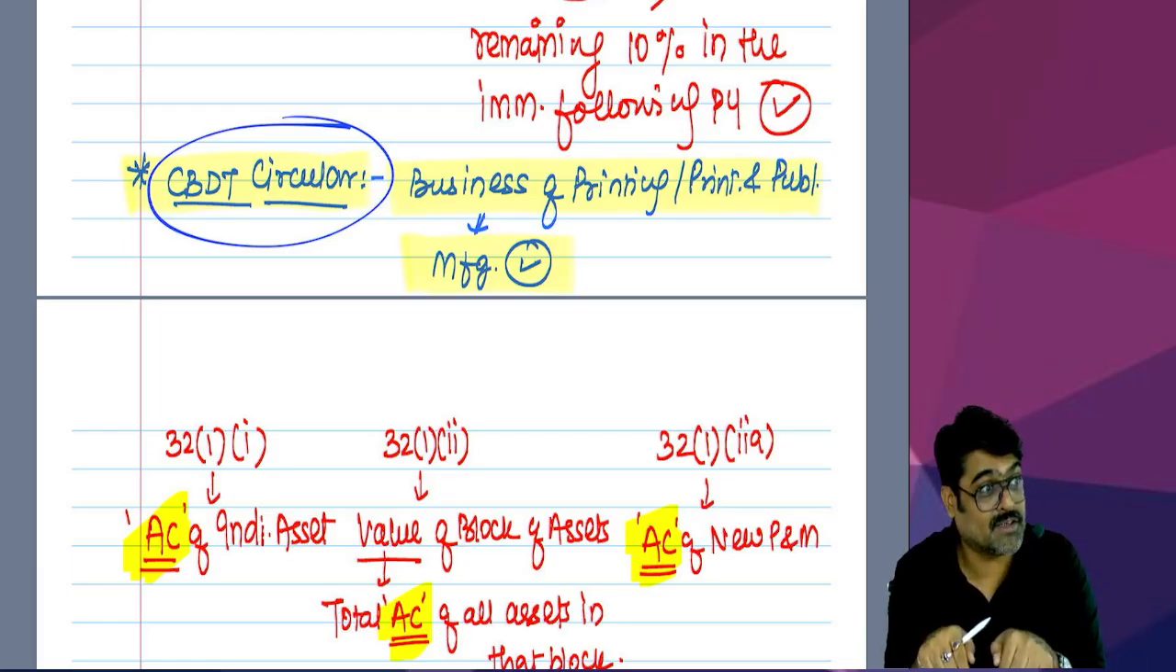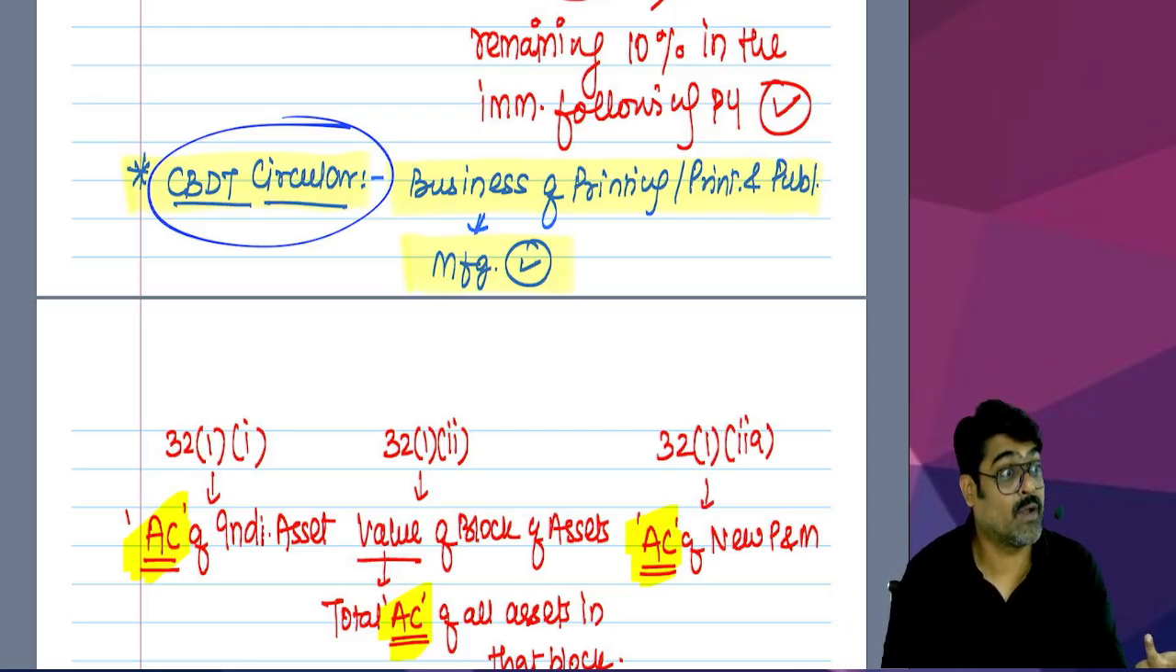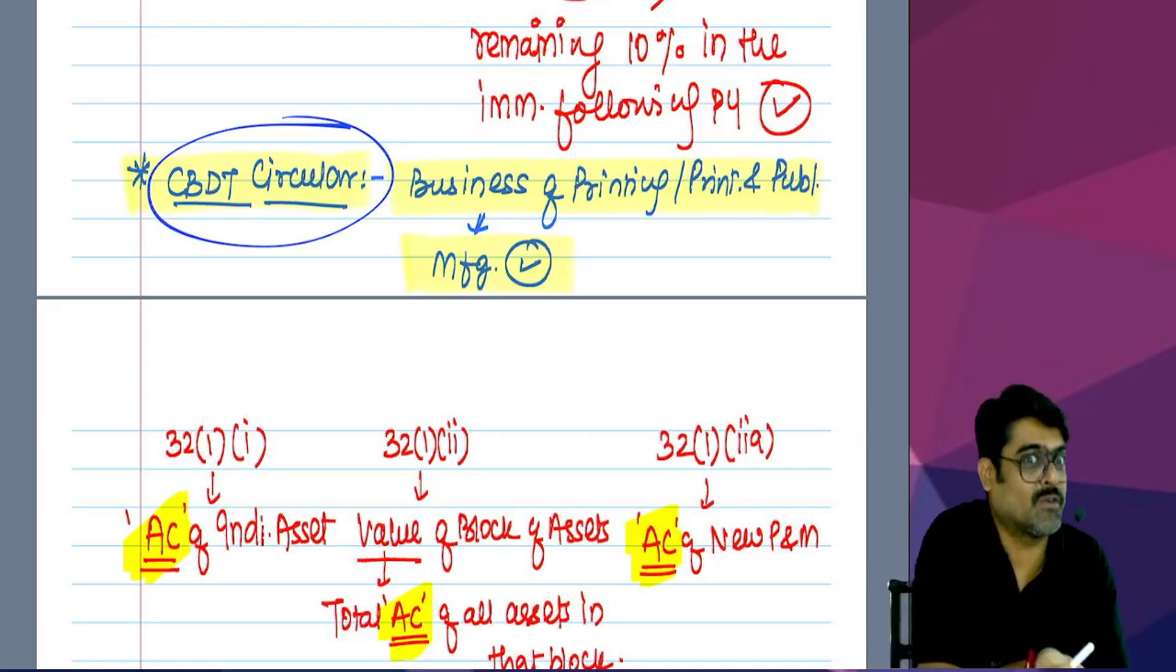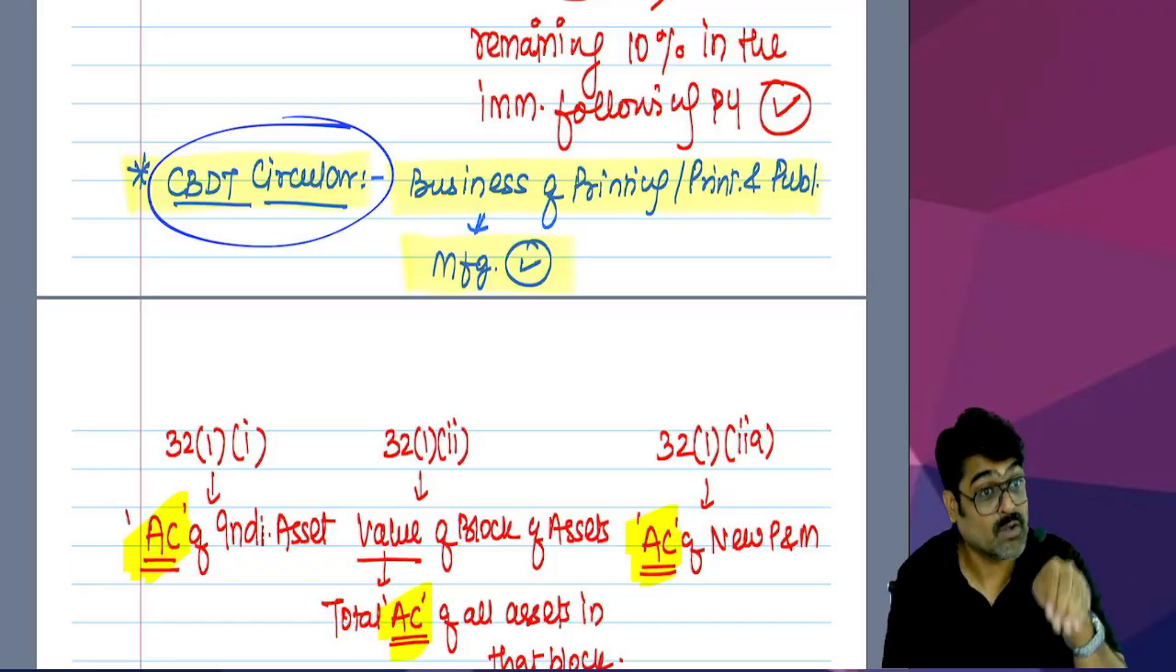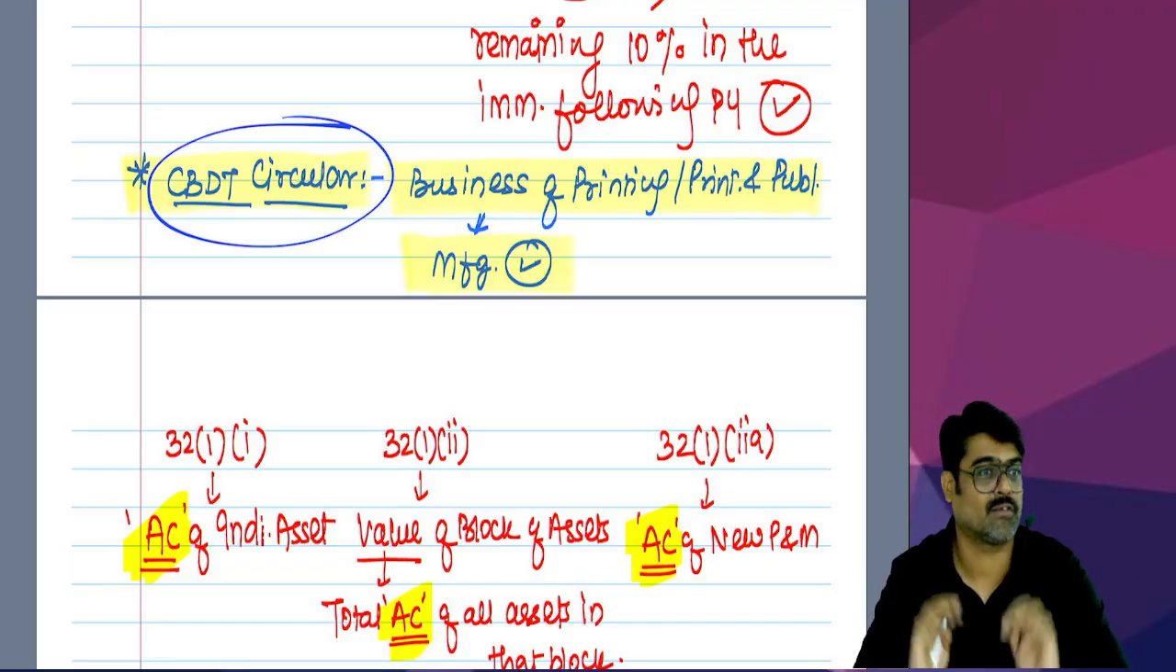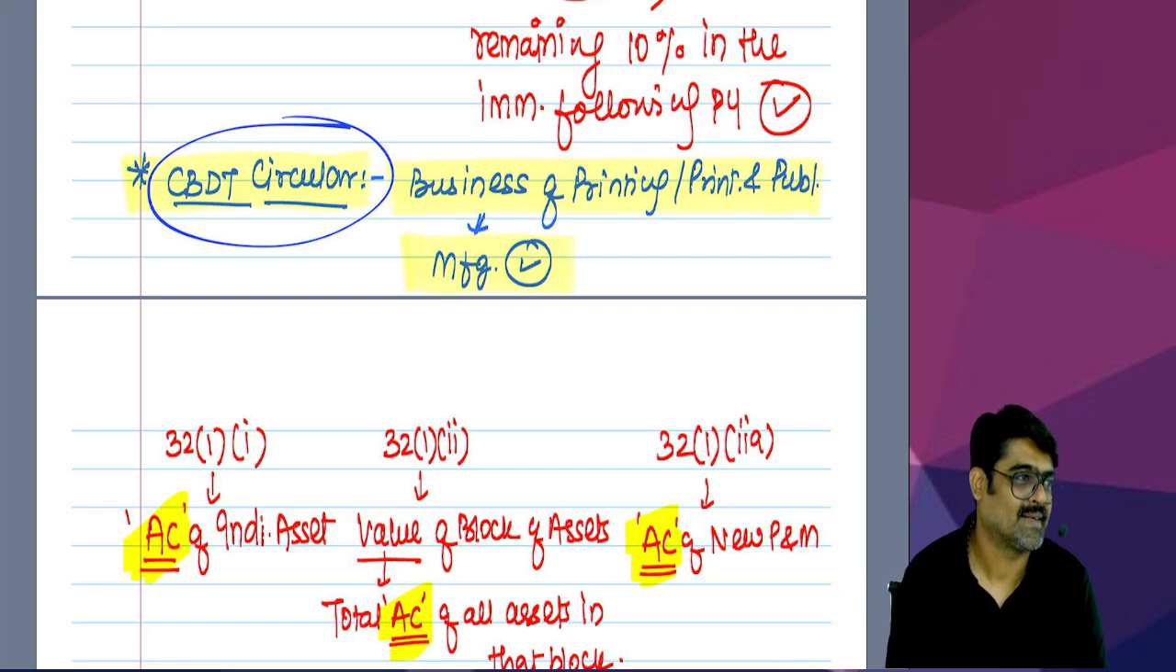In the adjustment it is written that he is acquiring new plant and machinery. On that new plant and machinery, I am calculating only normal depreciation. With that, I will also have to calculate and claim additional depreciation. If you forget to claim additional depreciation, you will lose marks. Understood?